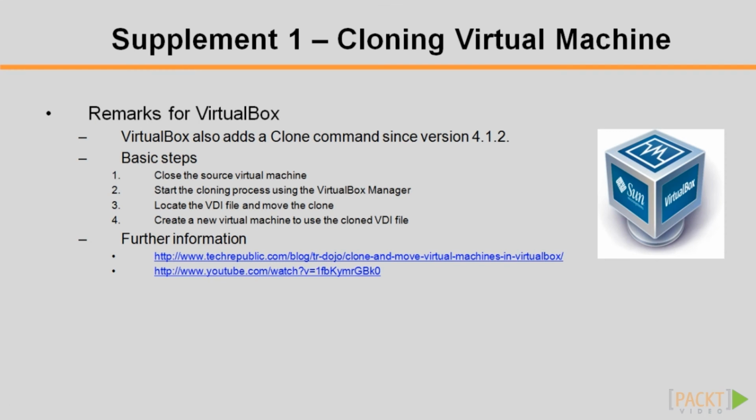Although this course uses VMware exclusively for demonstration, VirtualBox can also do the job exactly the same. VirtualBox added a clone command since version 4.1.2. The basic steps are: first, close the source VM. Then use VirtualBox Manager to start the cloning process. Next, locate the source VDI file and move the clone to the new location, such as a new host, and create a new VM to use the cloned VDI file. You may refer to the provided URLs for further details.